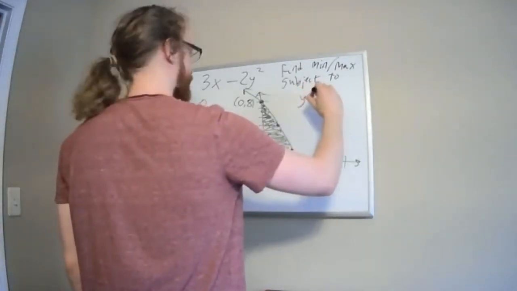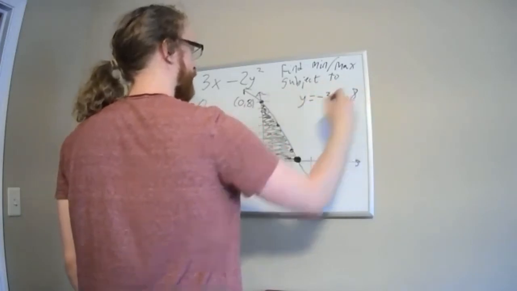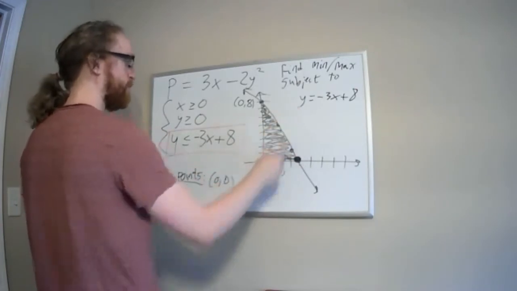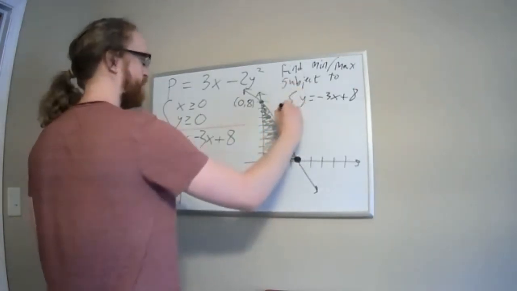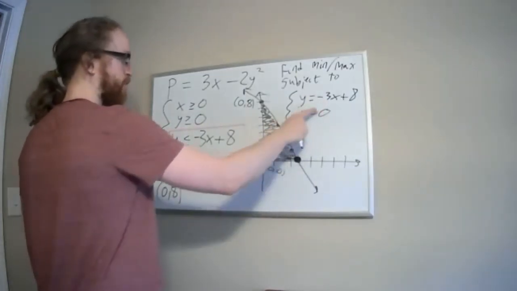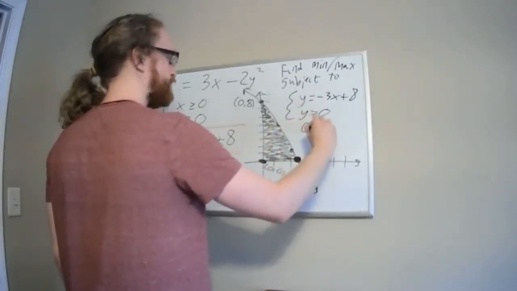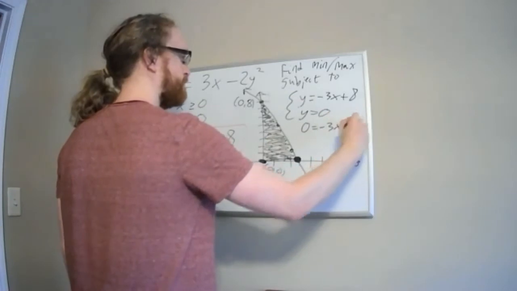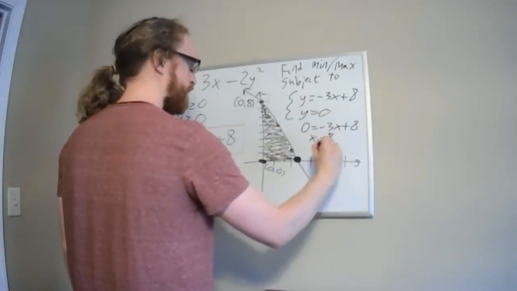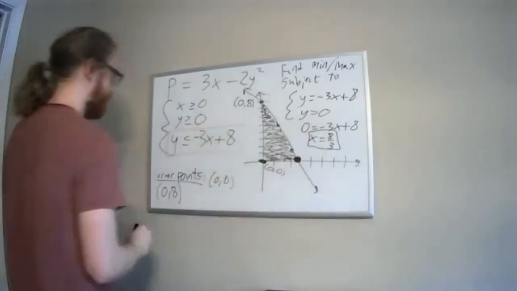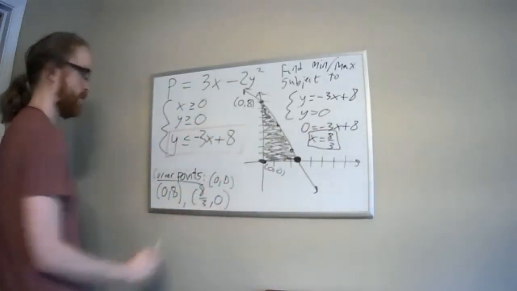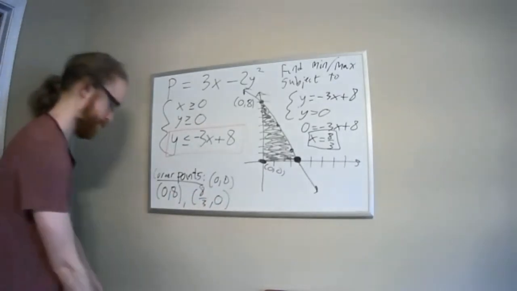That line was y equals -3x plus 8. We're just going to find the x-intercept, which means I just set y equal to 0. If you like, it's solving this system of equations, but that just means y is 0. So I plug in y equals 0 into the equation, and I solve for x. I think we're going to get x is 8/3. So my other corner point is 8/3, 0. Those are my 3 corner points.